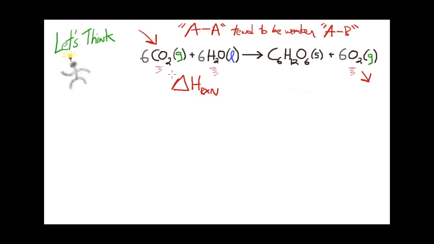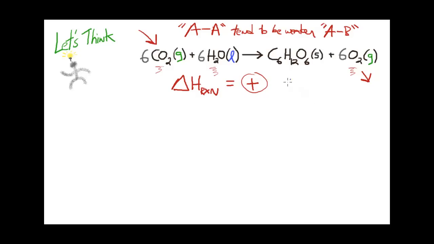If we put more energy into breaking bonds than we get out upon bond formation, we can predict the reaction to be energetically unfavored, or endothermic. That would give us a positive sign for the enthalpy of the reaction. So this process is energetically unfavored in the direction it's written.